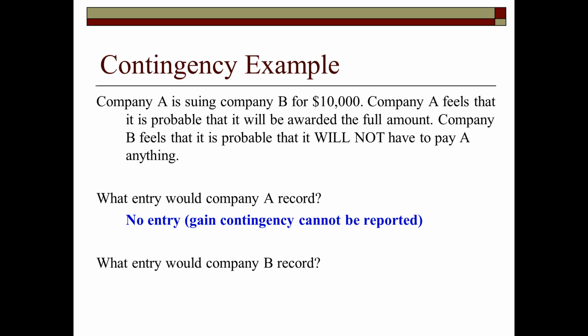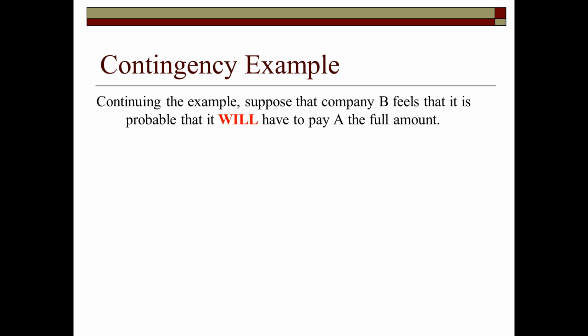How about Company B? If it feels it's probable it won't have to pay anything, it would make no entry either because the loss is not probable. Let's turn this around. Let's assume that B feels that it will be probable that it will have to pay A the full amount. What entry will A record?